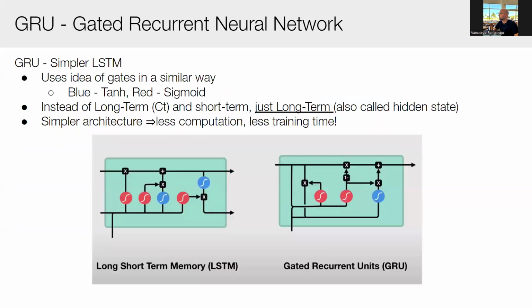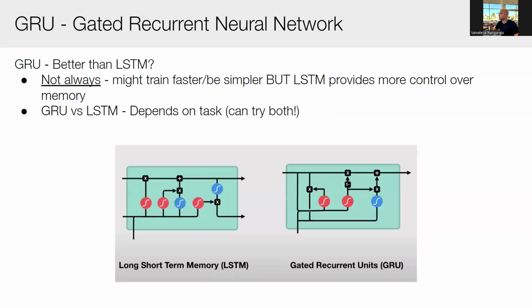And then the final thing, GRUs. I'm not going to go through this, but basically this is a simpler version of an LSTM. You can see they're defined as an extension to the RNN, the same way LSTMs work. They're still recurrent, but the red ones are just going to be sigmoids, and the blue ones are going to be tanh. This is just another one that's useful for you guys to know. It's a simple architecture, which means less computation and less training time. It might train faster than an LSTM because it's a much simpler architecture.